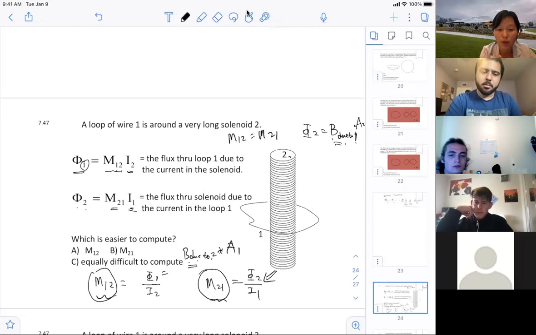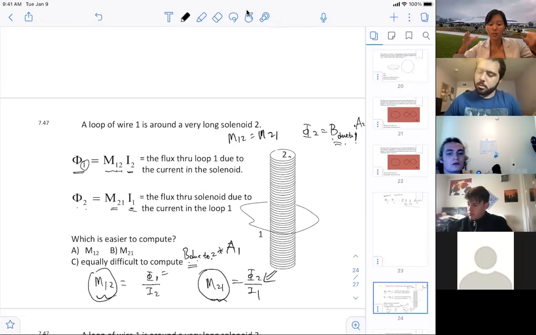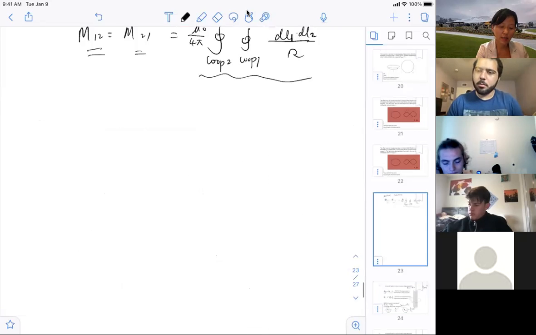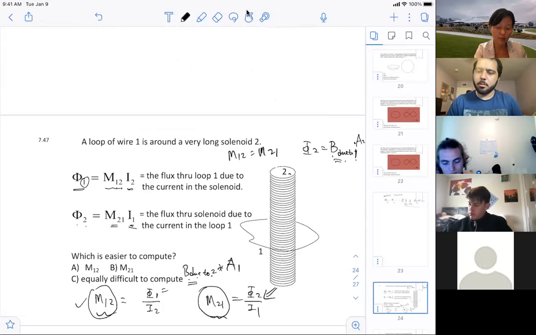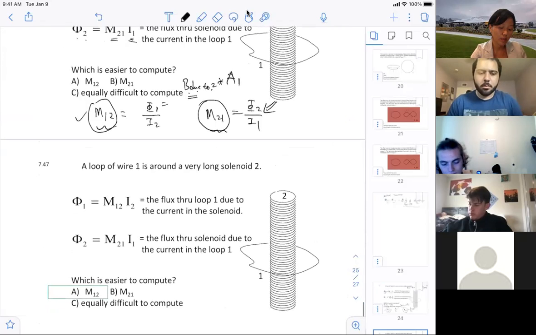So when we say flux through 1, the flux is due to something else. So the flux through 2 is from 1, not 2 itself, because we're doing the mutual inductance here. So that's why this one is actually a little bit easier to calculate. Even though all of these can be calculated using the geometry, if you want to do the flux, it really depends on whether the configuration is a random shape or something that we already know what the B field will look like. So M21 will be easy to calculate.